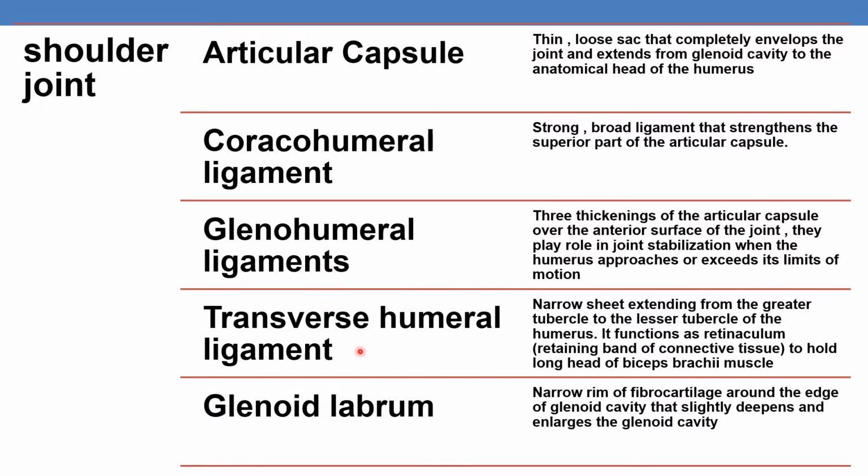The next is the transverse humeral ligament. It is a narrow sheet extending from the greater tubercle to the lesser tubercle of the humerus. It functions as a retinaculum, which is nothing but a retaining band of connective tissue, to hold the long head of the biceps brachii muscle.